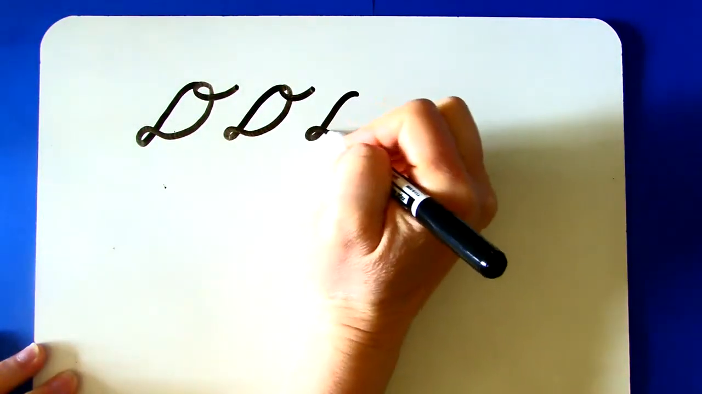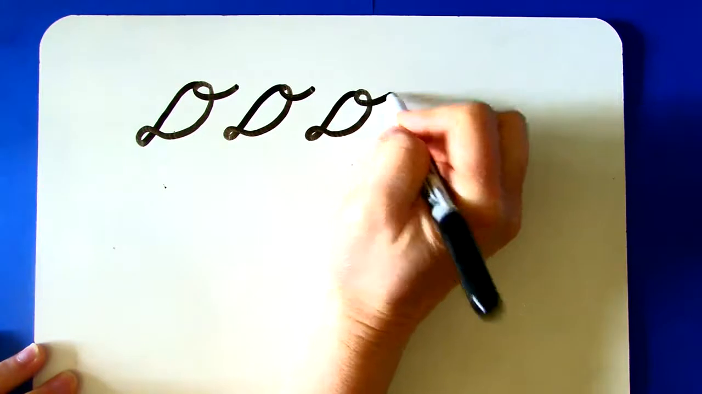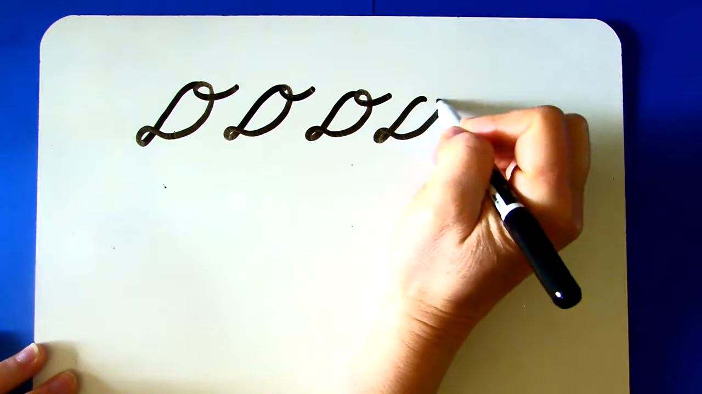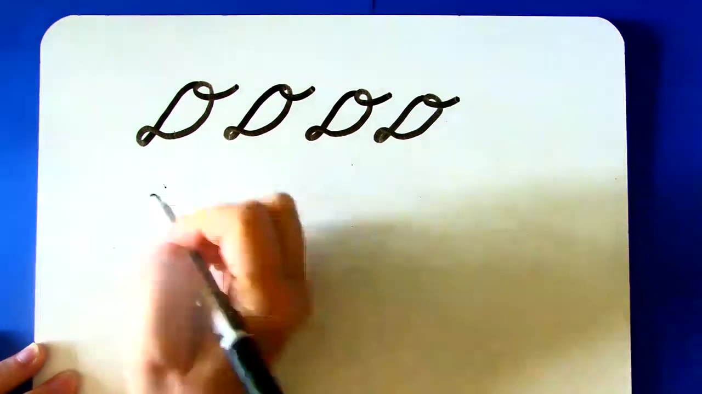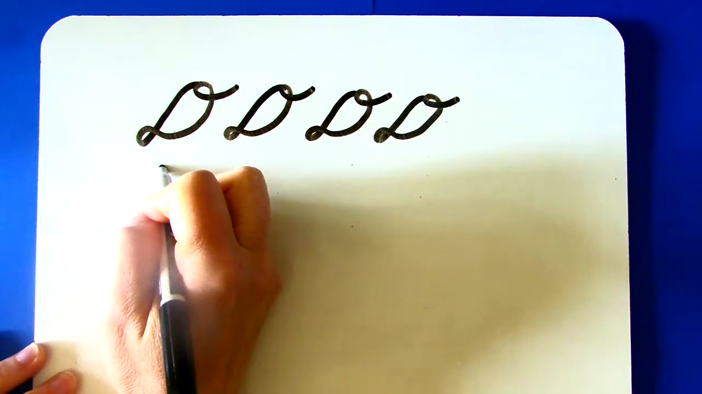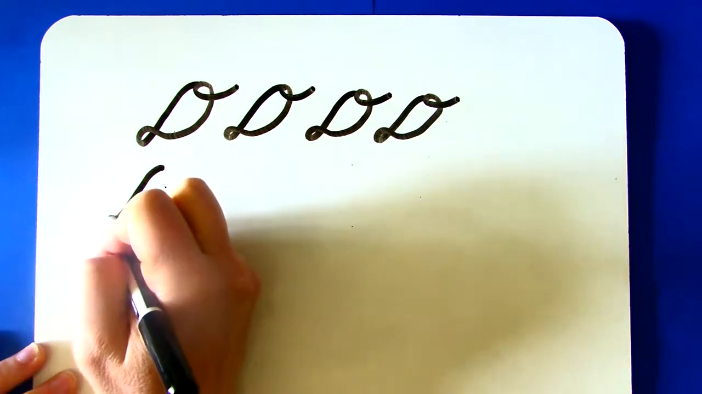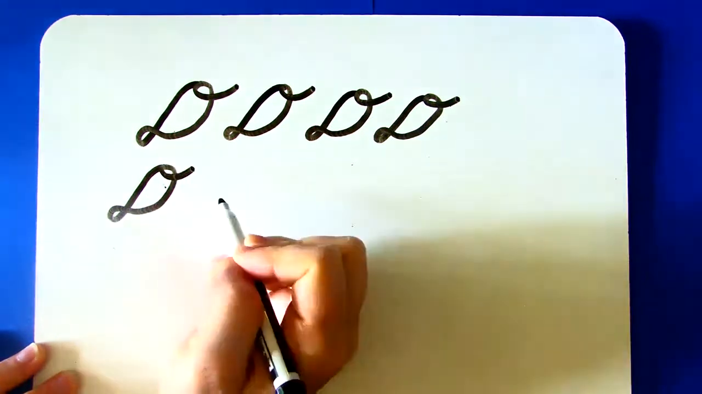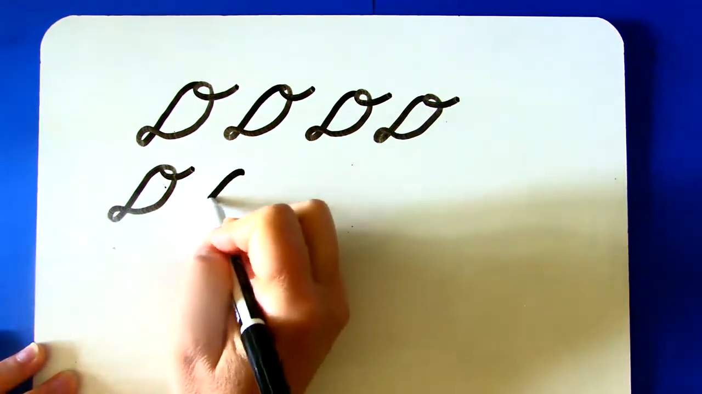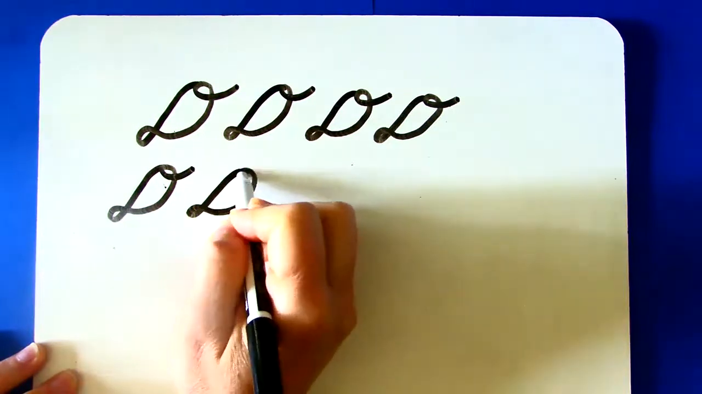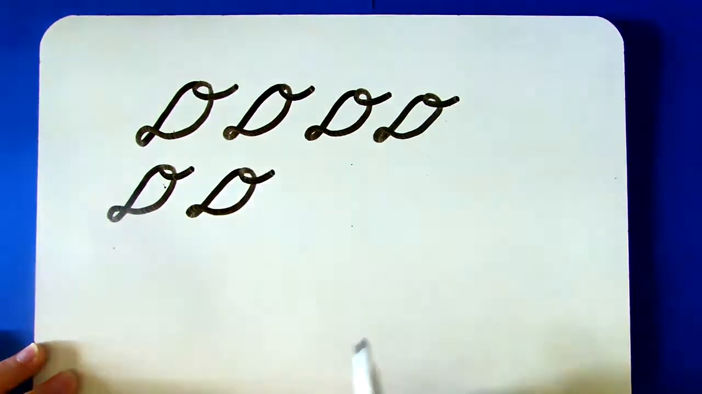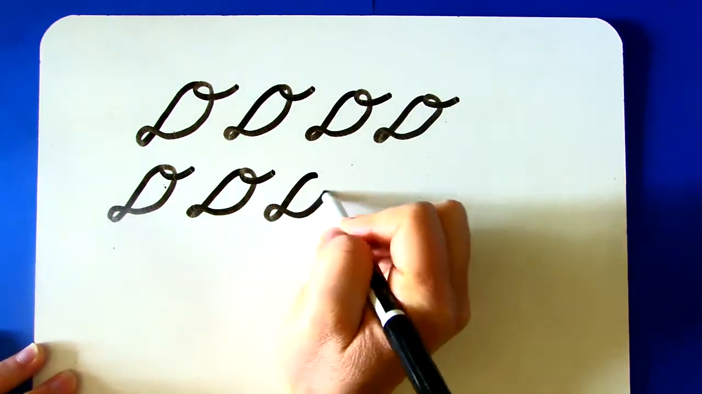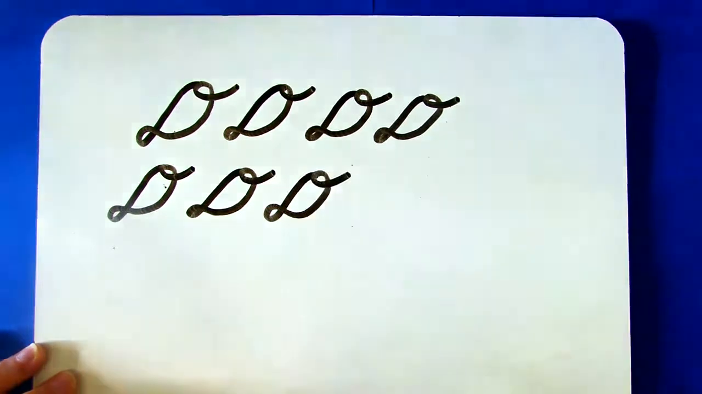Down curve, baby loop, up and over, loop again, tail. Starts here. Down curve, loop it, up and over, loop it again, gets a tail. Down curve, loop it this way, up and over, loop it through, tail.